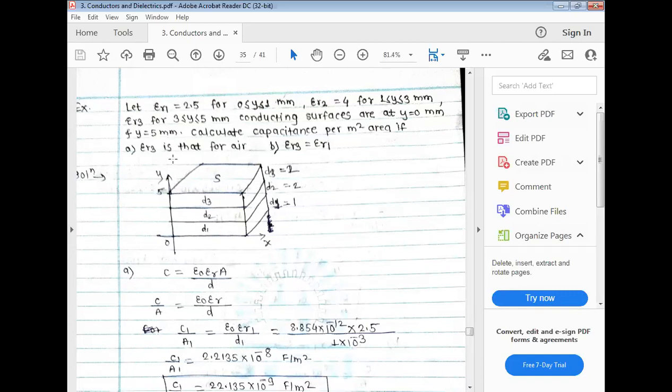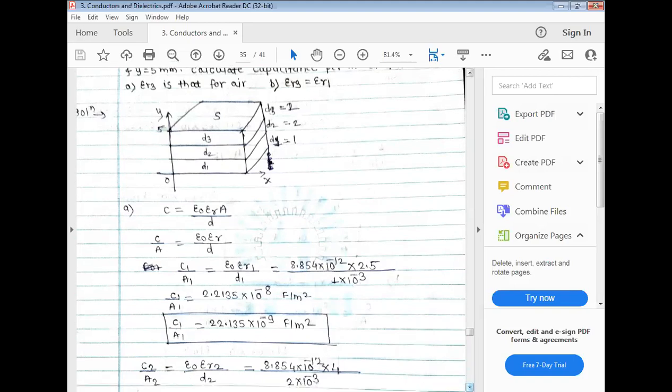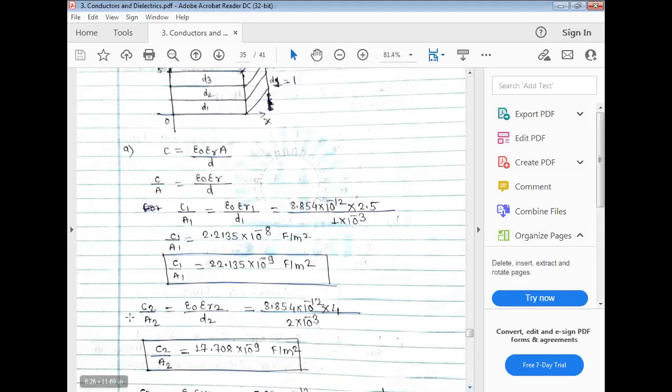Epsilon r1 is given, it is equal to 2.5. Epsilon 0 we know as the constant 8.854 into 10 raised to minus 12, divided by the distance d1. Now d1 is equal to 1 mm, and 1 mm is 1 into 10 raised to minus 3. If you solve this, you get C1 upon A1 equal to 22.135 into 10 raised to minus 9 farad per meter square, because this is not only the capacitance, it is the capacitance per meter square area. So the unit is farad per meter square.